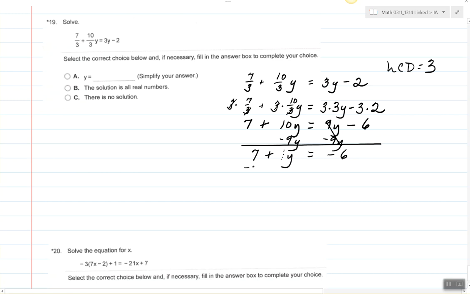I will subtract 7 from both sides to get that y by itself. That gives me y. Yes, it's 1y, but I'm not going to write the 1 anymore. Negative 6 and negative 7 is negative 13. So y is negative 13.